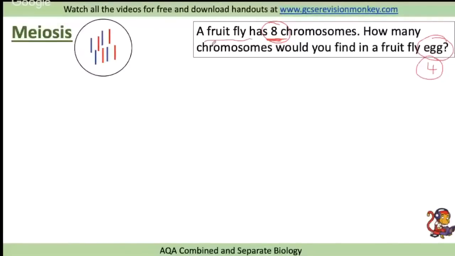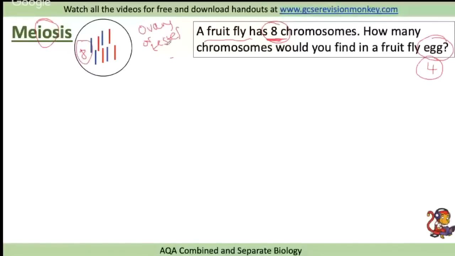So let's look at what meiosis is with this example of a fruit fly, because it's easier to draw 8 chromosomes than it is to draw 46. So let's look at this fruit fly. It's got 8 chromosomes. Meiosis happens in either the ovaries, so meiosis happens in my ovaries, will help you remember it, or my testes if I'm a boy.